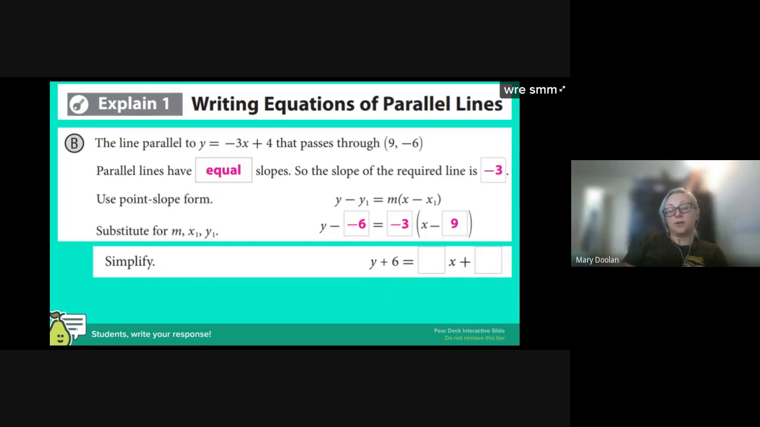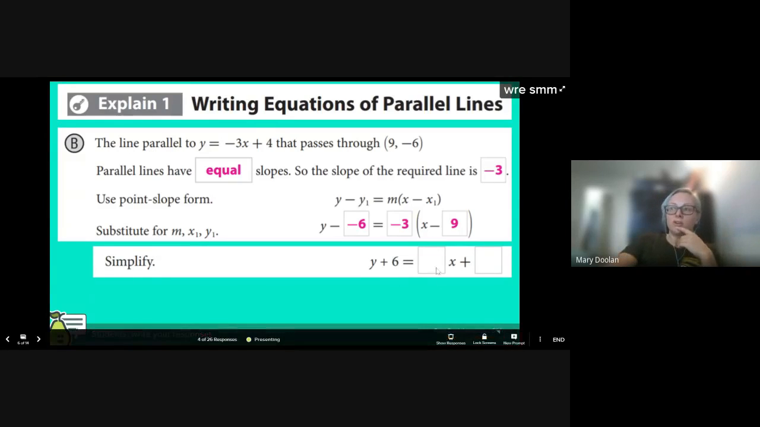Okay, so this next slide, now you're taking the correct substitution of the point slope form and you're going to simplify it. On the left-hand side of the equation, y minus -6 is the same as y plus 6. We add the opposite when we subtract a negative. And that part's done for us. You're going to give me two values, two numbers. What number goes in this box? What number goes in this box?